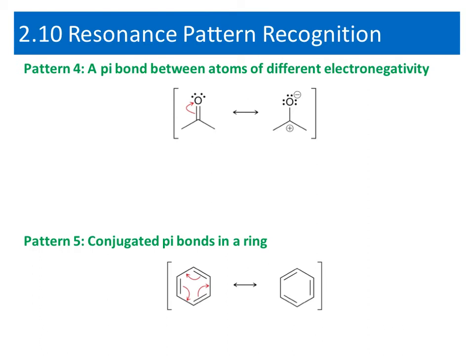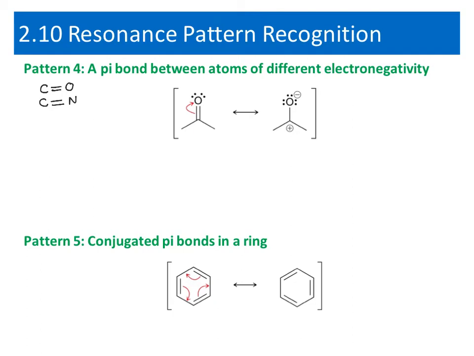The fourth pattern is a pi bond between atoms of different electronegativity. So basically this pattern is the opposite of the third pattern. You saw this structure in the third pattern. So this is just the opposite. And we are focusing on the double bond between carbon and oxygen and carbon and nitrogen mainly.